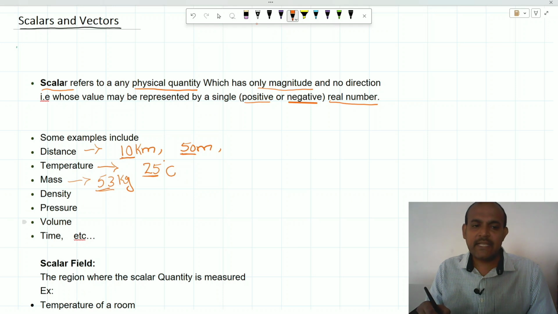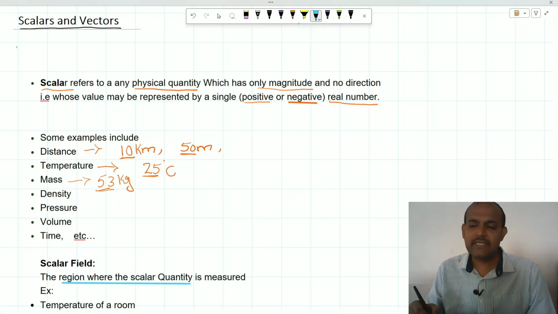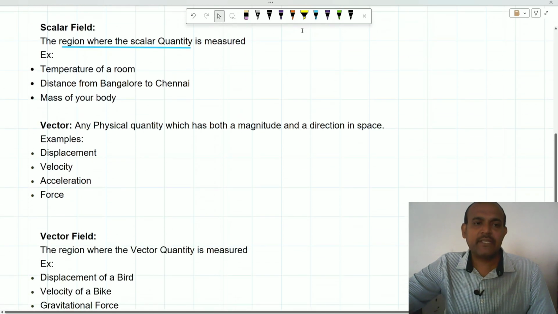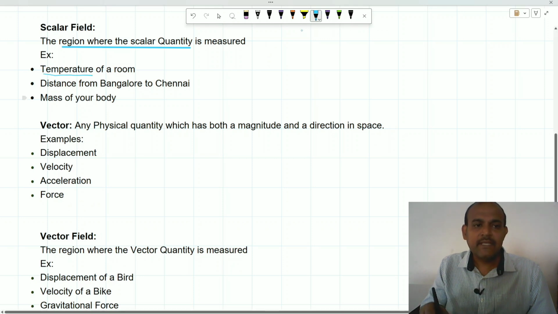Then what is a scalar field? When you talk about a scalar field, it is the region where you are measuring the scalar quantity. We understood what a scalar quantity is. So now let us measure. For example, temperature is a scalar quantity. We are measuring the temperature of this room. So this is a region, the region where we are measuring the scalar quantity.